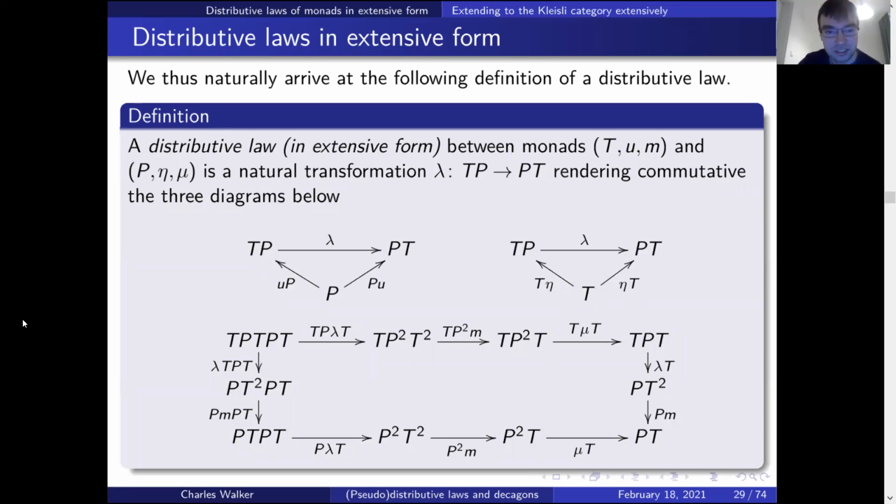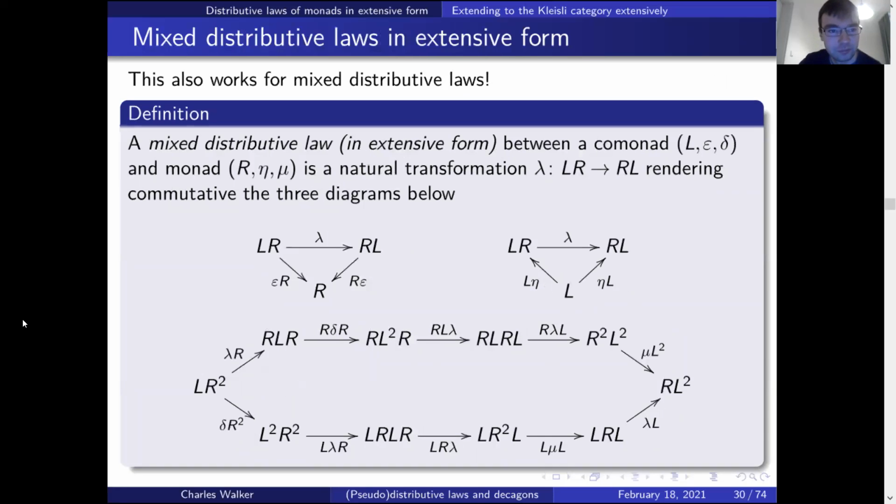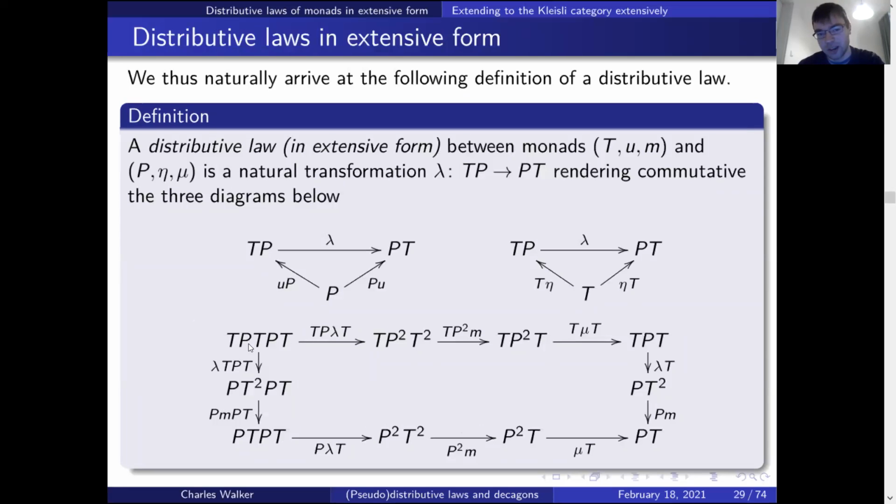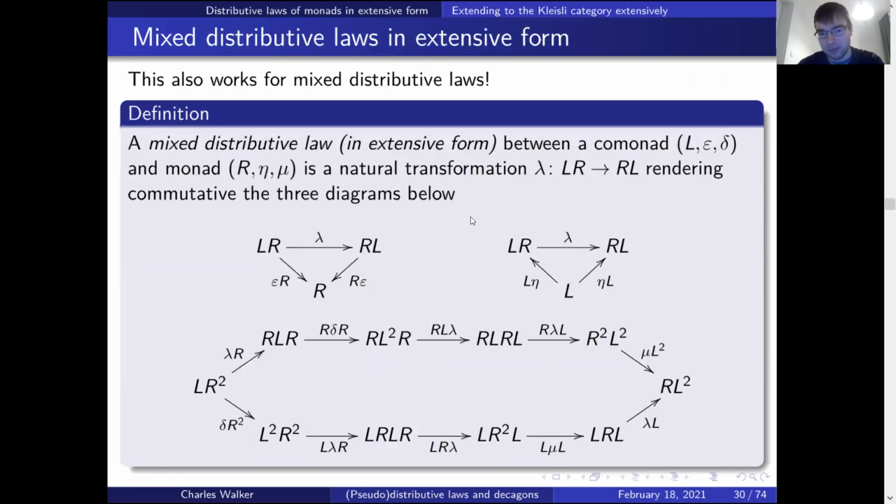Right, this is equivalent to the usual definition. And the slightly surprising thing is that this also works for, say, mixed distributive laws. I mean, you might think of this decagon as kind of a restriction of the associator of the composite monad along one of the units, which would be one way to get it. But in the mixed case, you don't even have a composite monad. So maybe slightly surprising that this actually still works here.